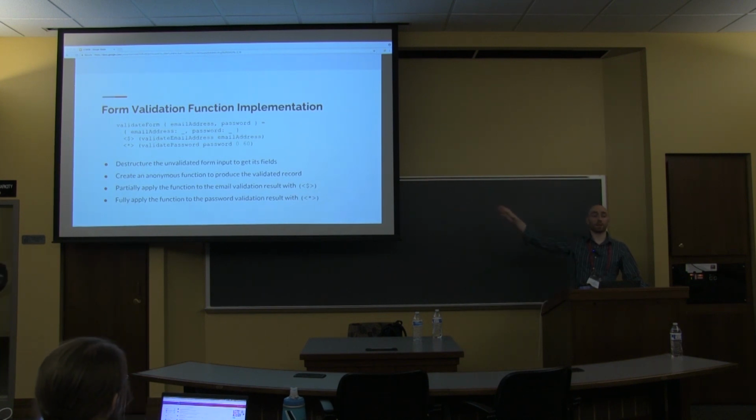Right. So all validated form is, it is a type synonym for a record that contains one label, email address, and another label, password, that correspond to the email address and password new types respectively. So this is really basically a way of saying break down the structure of the record, get at the simple types, and then build up the structure of the validated record using these validated types that we have.